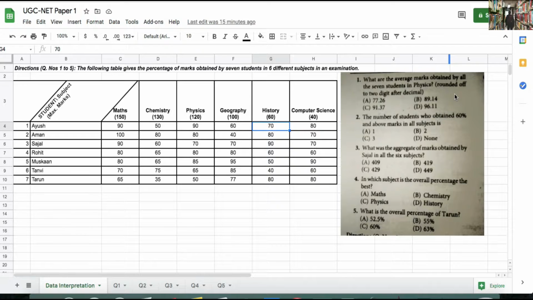Okay, let's go to question number 2. The number of students who obtain 60% and above marks in all the subjects is, you need to find the number of students who obtain 60% and above marks in all the subjects. This data set is based on percentages, percentage out of 100. So let's go to this.